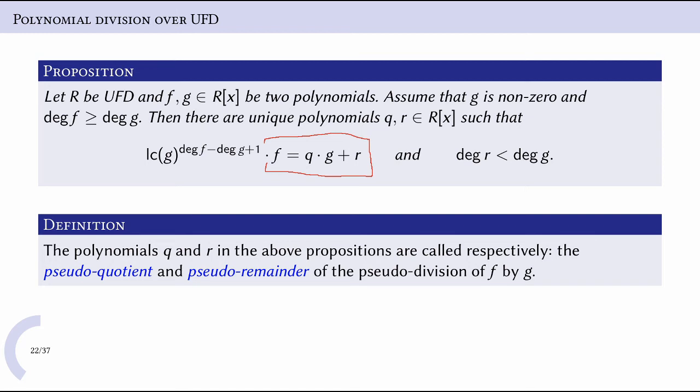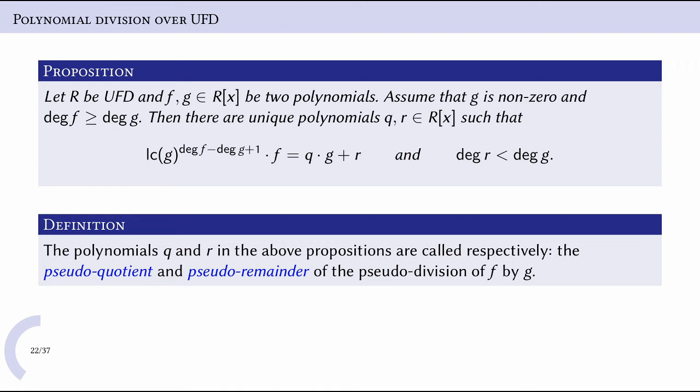However, here, because the ring of coefficients is not a field, we not necessarily can divide the coefficients. So we have this extra term here, which says that, okay, we pre-multiply this. We first multiply the polynomial f by a power of the leading coefficient of g. Then all the divisions are possible, and we have such a formula. So there exists a polynomial q, which is called a pseudo quotient, and there is a polynomial r, which is called the pseudo remainder, such that such formula holds.